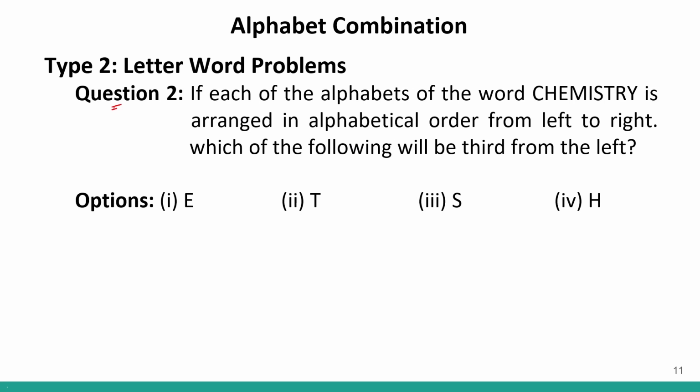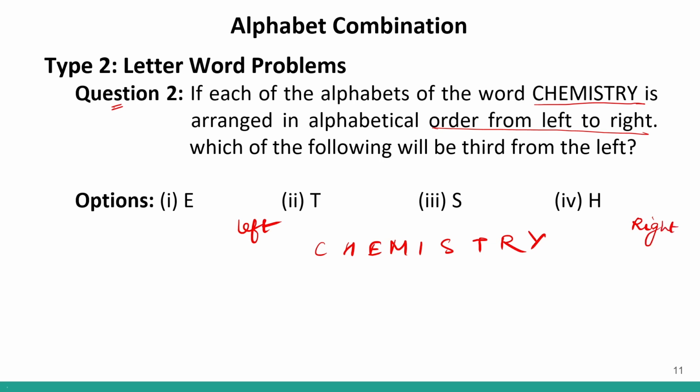Moving on to question number 2. If each of the alphabets of the word chemistry is arranged in alphabetical order from left to right. So we have to arrange the letters of chemistry in alphabetical order from left to right, where this is your left and this is your right.